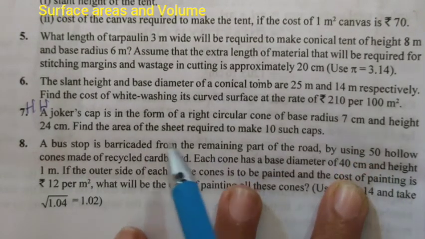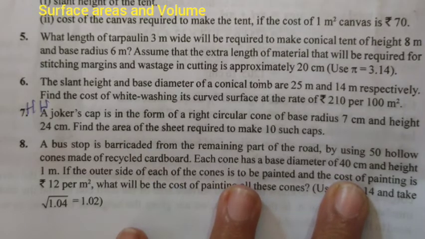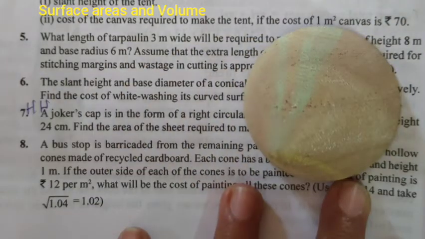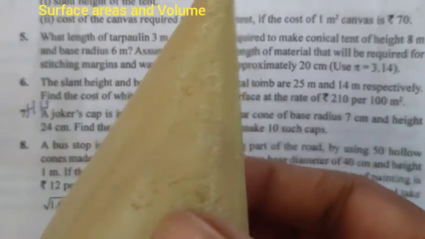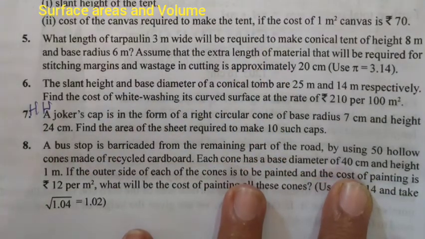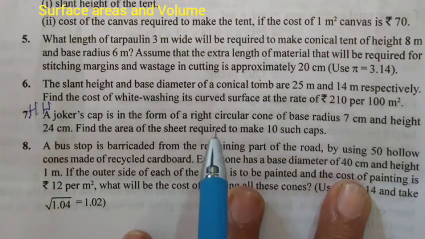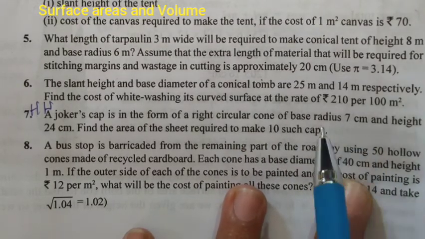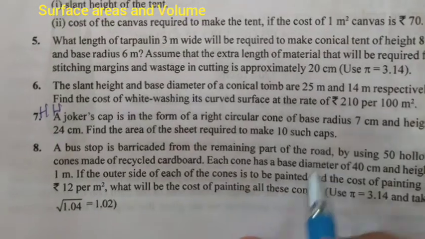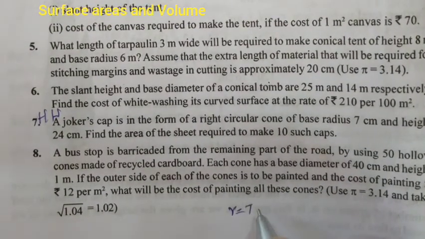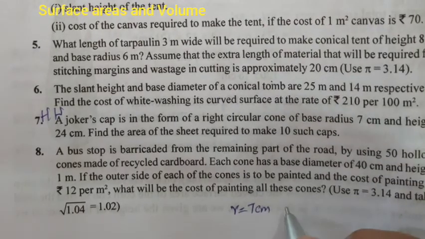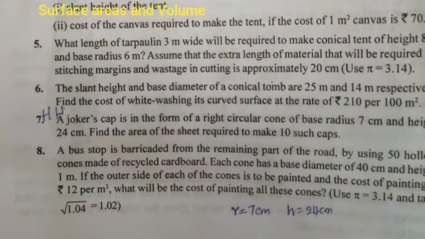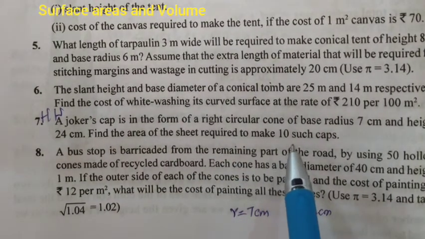Yes, in the question, for making a joker's cap, you know that the joker's cap is nothing but it is in the shape of a cone. For making that joker's cap of a right circular cone, the base radius is given, that is 7 centimeter. Means here the radius r is given, that is 7 centimeter, and also height h is given, that is 24 centimeter. Find the area of the sheet required to make 10 such caps.